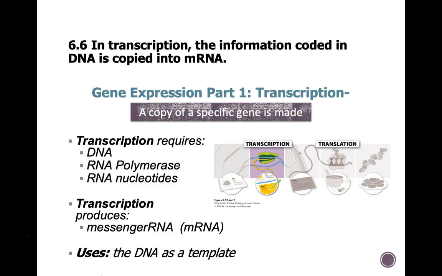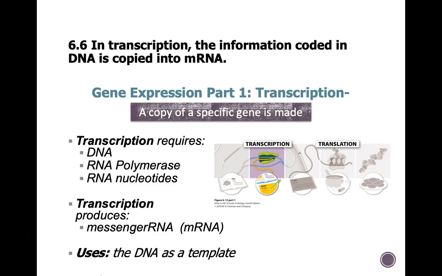All right, so part one, transcription. In transcription, we are going to take the information from DNA and turn it into RNA. In transcription, we make a copy of just the gene that we want to use to make the protein. So this, of course, requires that source, the DNA. It requires a large molecule called an RNA polymerase.